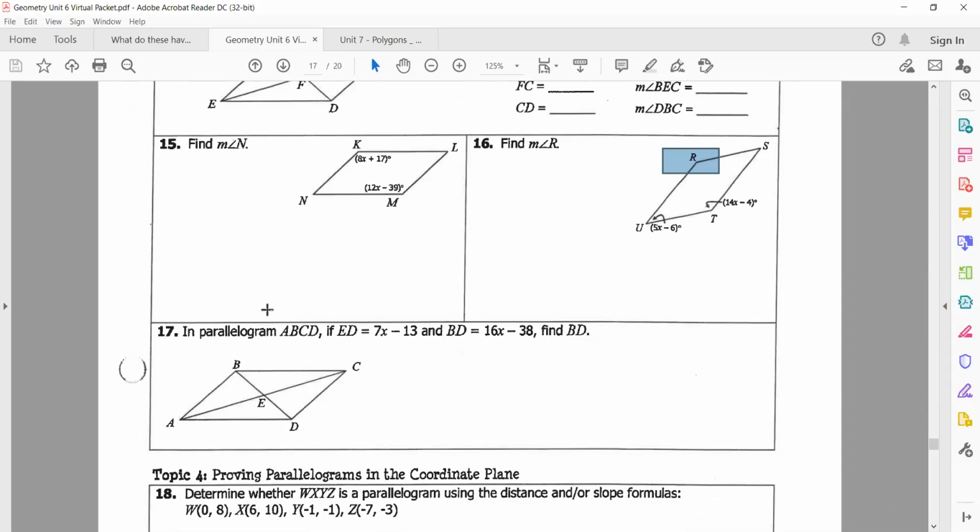So here we've got a parallelogram ABCD. If ED is 7x minus 13, well, okay, ED is 7x minus 13. So that's this half of this diagonal. How do I know it's half? Well, it's because the diagonals bisect each other. That's one of the other properties. BD is 16x minus 38. Find BD.